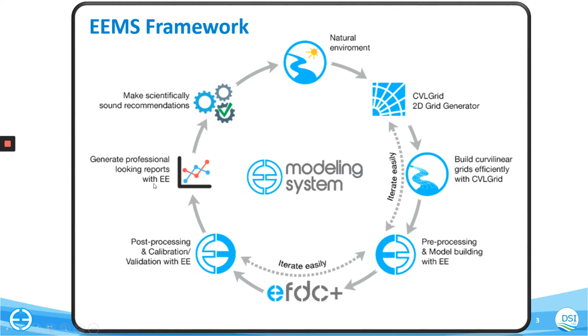Once this process is done, you can generate reports with EE, and based on the results that you have obtained, you can make scientifically sound recommendations in the final project report. Those recommendations can be applied to the natural environment. Sometimes you may have to go back and redo the model and come up with a next phase of the model with more details. But in general, this is the whole cycle through which the EEMS framework helps you. We'll look at these parts of the framework separately as we go along. So this whole picture sets up the whole EEMS framework design in one visual.